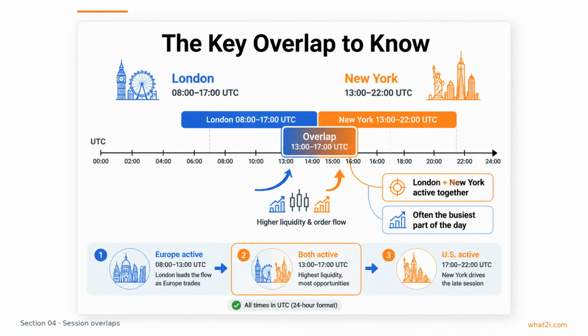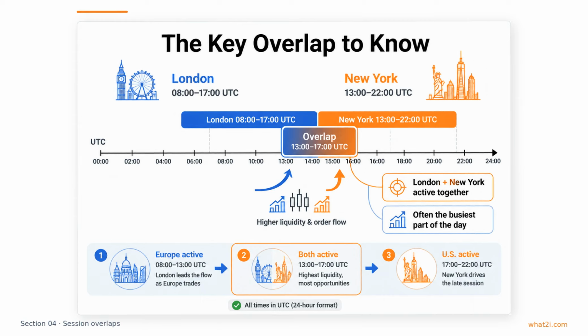The most important overlap in Forex is the London-New York overlap. London runs roughly from 08:00 to 17:00 UTC, and New York runs roughly from 13:00 to 22:00 UTC. So the overlap is about 13:00 to 17:00 UTC. This is a key window because it brings together the two largest Forex centers in the world.